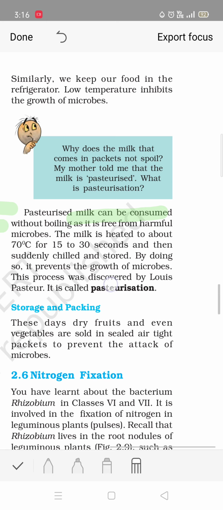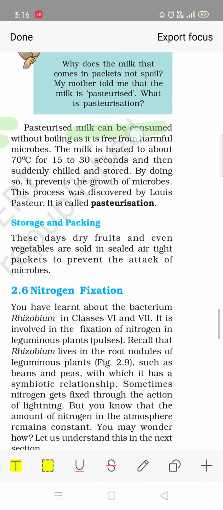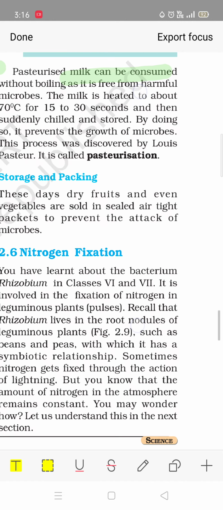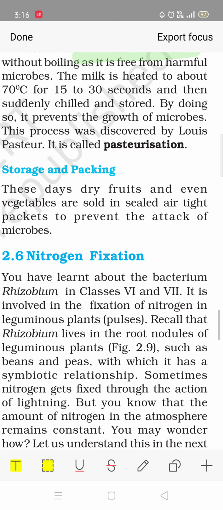Last step is given here, storage and packaging. These days, dry fruits and even vegetables are sold in sealed airtight packets to prevent the attack of microbes.